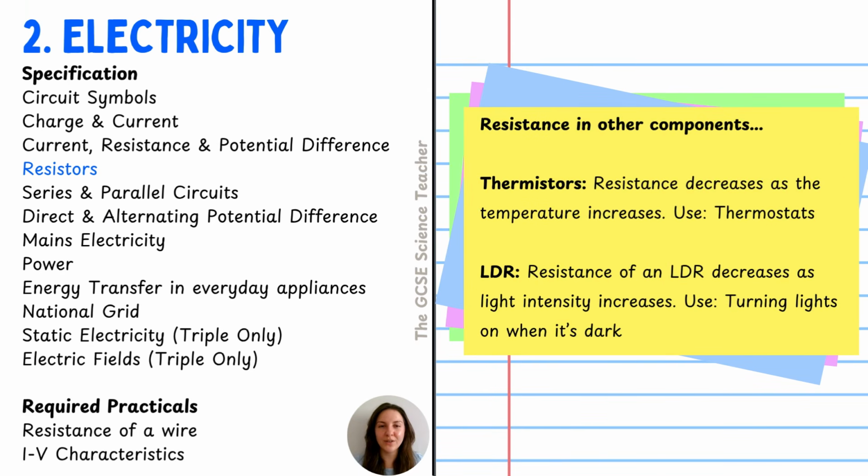Resistance in other components. Thermistors, resistance decreases as the temperature increases, and a use of a thermistor is in thermostats. LDRs, resistance of an LDR decreases as light intensity increases. A use of an LDR is turning lights on when it's dark.